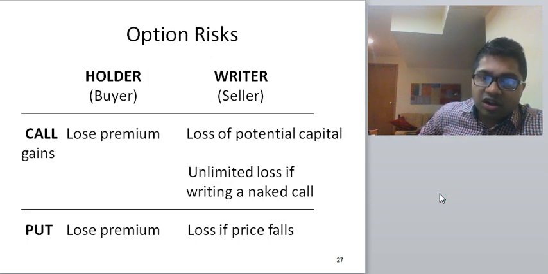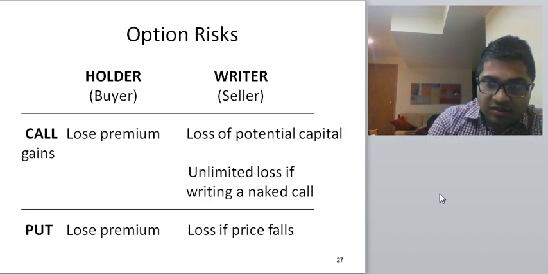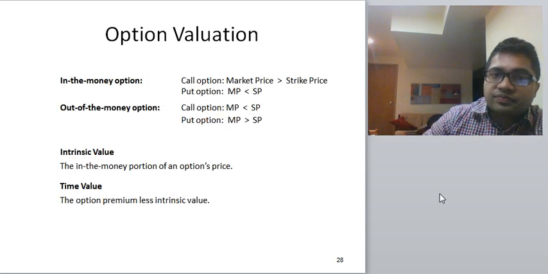Option risk: a call option buyer can only lose premium, option writer has loss of big capital, so unlimited loss if writing a naked call. We'll discuss what is naked call and what is a covered call. Put option buyer loses premium, but put option writer can make a large loss if price falls heavily. So writers have more losses, alright, buyers just lose the premium.